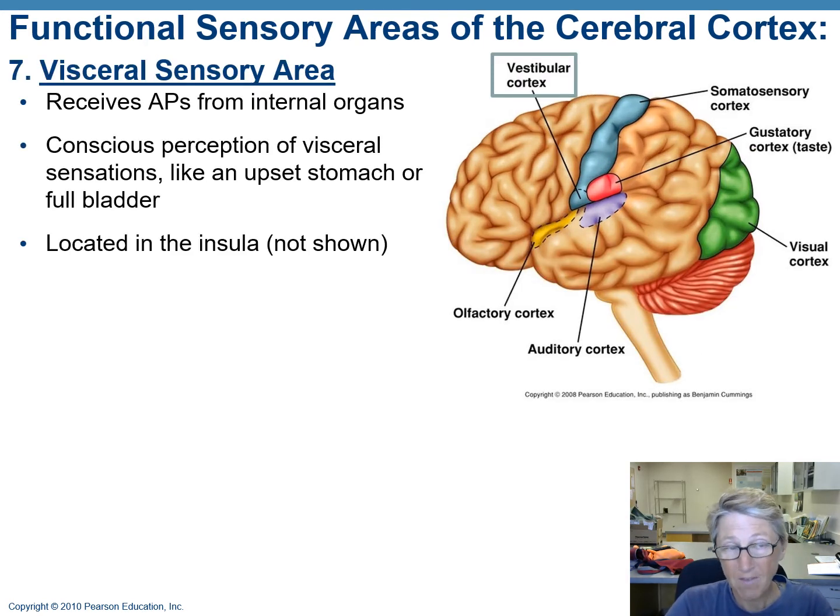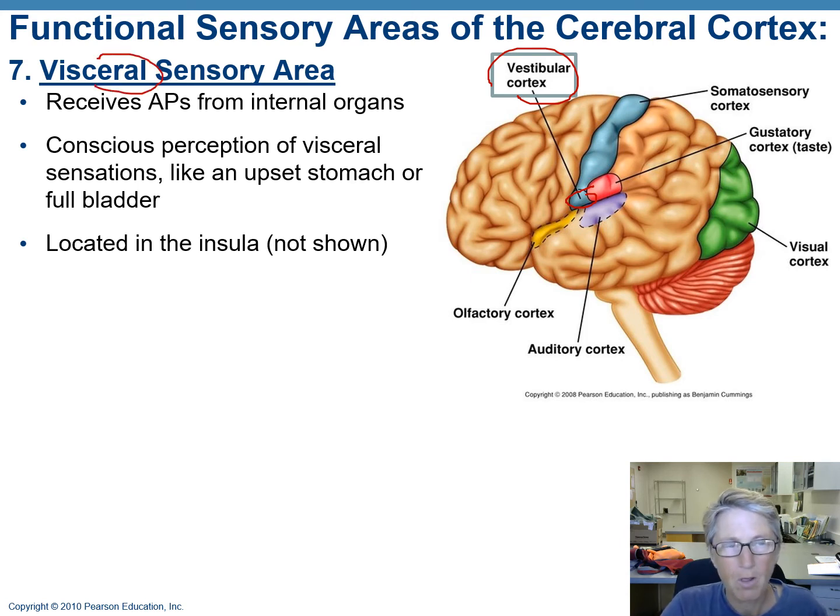The 7th of the 8 sensory areas of the cerebral cortex is the visceral sensory area. Oops, where is the cartoon of the visceral sensory area? Oh, it's not shown here. Sorry. Yeah, let's do the visceral sensory area.